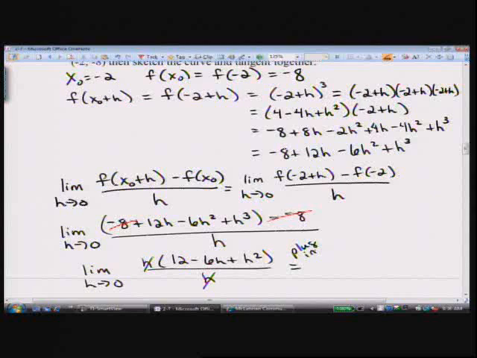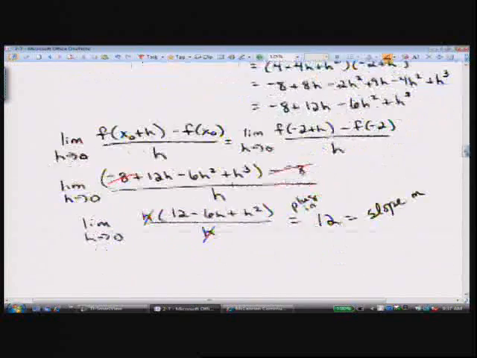Robinson, you want to tell me? What do you get? 12. There we go. Okay, so when you plug it in, you get 12. Everybody with me? Are y'all okay? Okay, and that is my slope. So that's my m, slope of the tangent line, right?